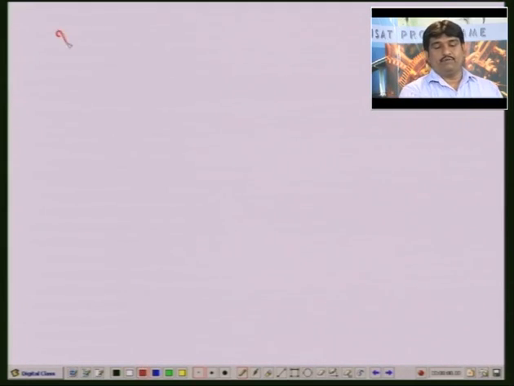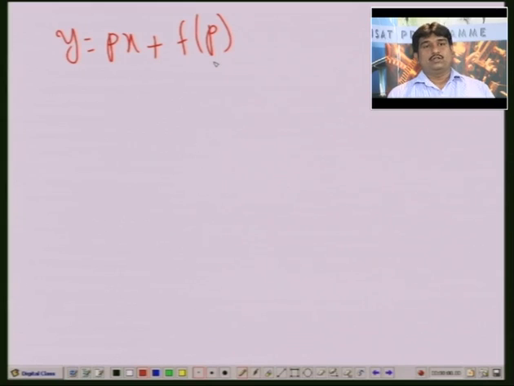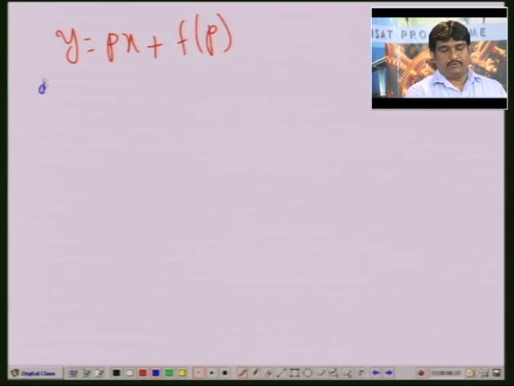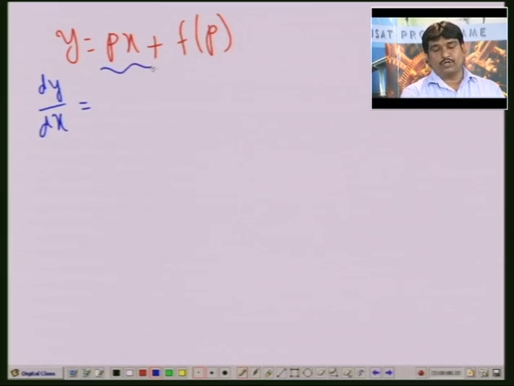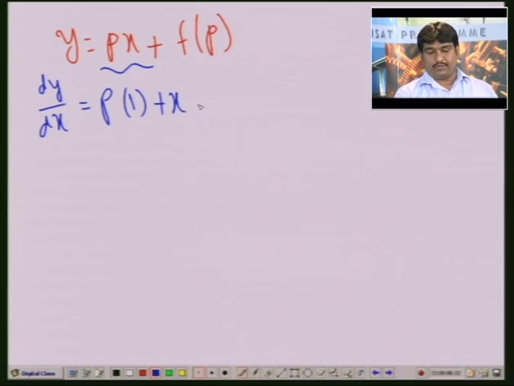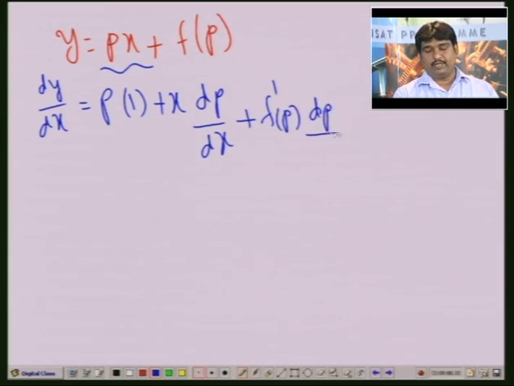Now, Clairaut's general form is y equals px plus f of p. It is in terms of y, so solvable for y. Differentiate this equation with respect to x. Derivative of y is dy by dx equals derivative of px, product rule: first function p as it is, derivative of x is 1, plus second function x as it is, derivative of p is dp by dx, plus f of p. f is a function of p, so its derivative is f dash of p into dp by dx.